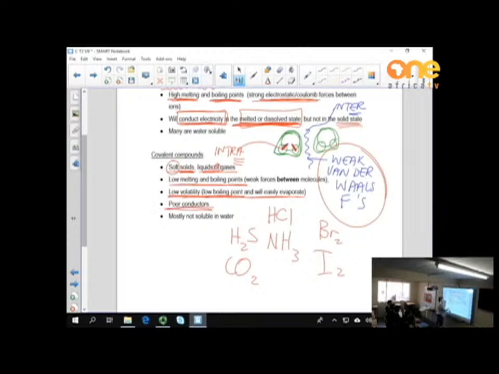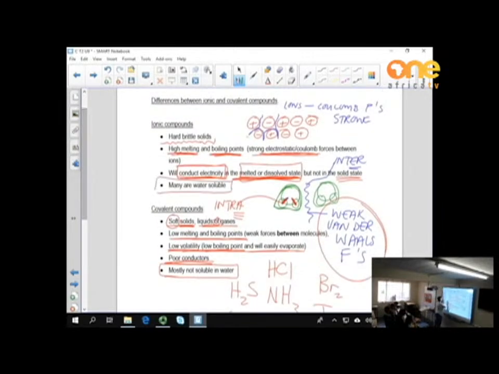They do not conduct electricity. Why don't they conduct electricity? What is electricity? Current. Moving charge. Are there any charges that can move? No. So there are no charged particles, so it cannot conduct electricity. And the last one: mostly not soluble in water, while the ionic compounds are mostly soluble in water. Now this last one, there are quite a few exceptions to the rule.